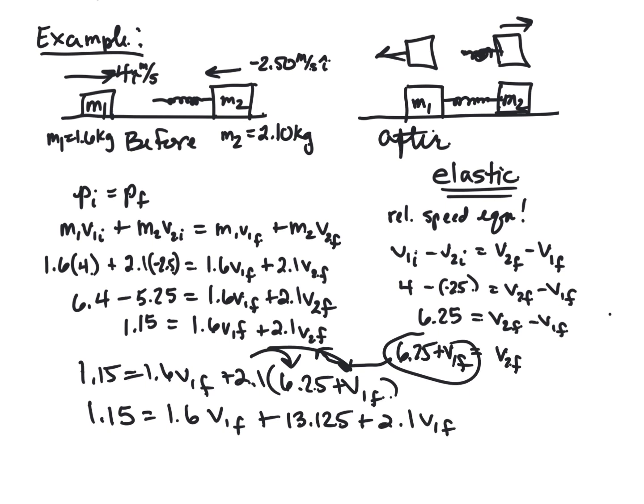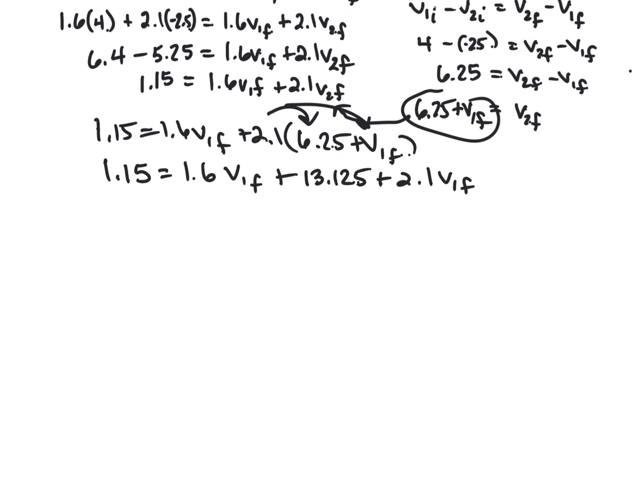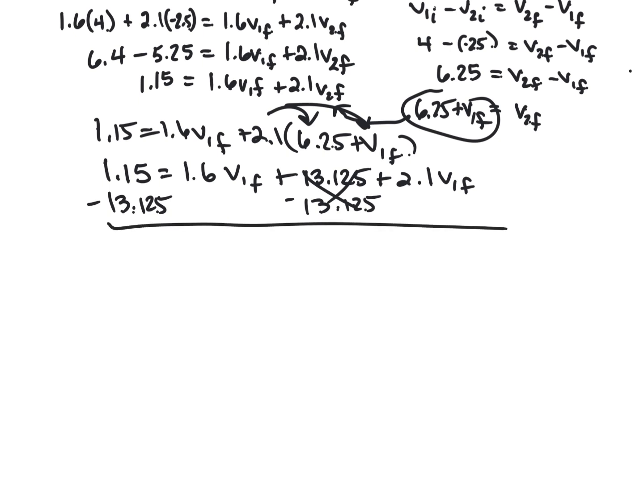I'm going to put those two together. I'm going to subtract this. That's going to go away. So now we have 1.15. So we have negative 11.975 equals 3.7 V sub 1 final. Now all we have to do is divide. V sub 1 final, I'm going to take that and divide it by 3.7. About negative 3.24 is what I'm getting.